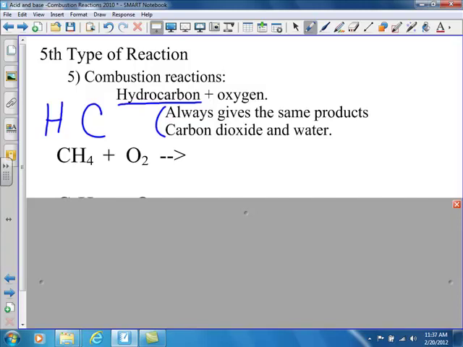So, here is a simple hydrocarbon. It's methane. And that hydrocarbon, methane plus oxygen. What we're going to get as products, carbon dioxide and water. Those are our products.